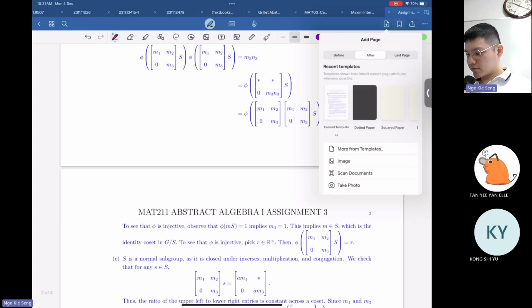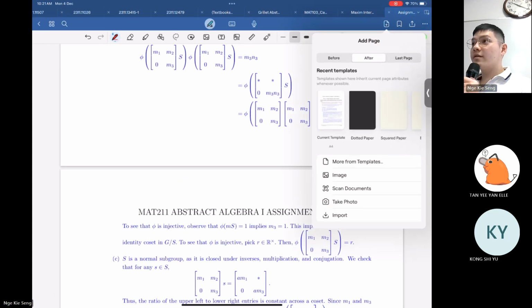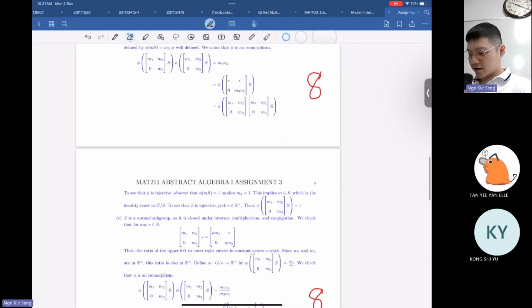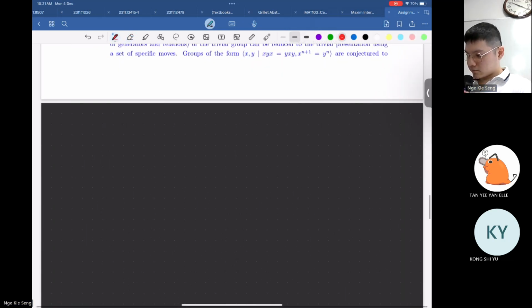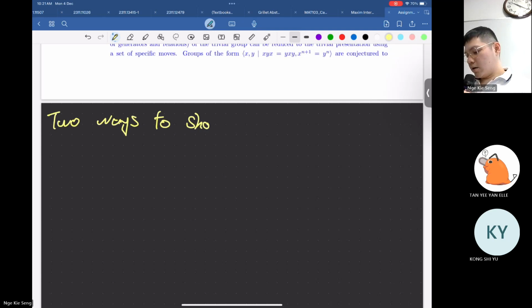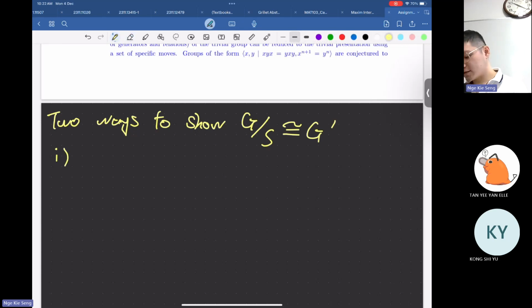So I write it out for you. Let me summarize for you. Two ways to show G mod S is isomorphic to, let's say, G prime. There are two ways here. First is the traditional way. What do I mean by the traditional way? Use the definition of isomorphism.